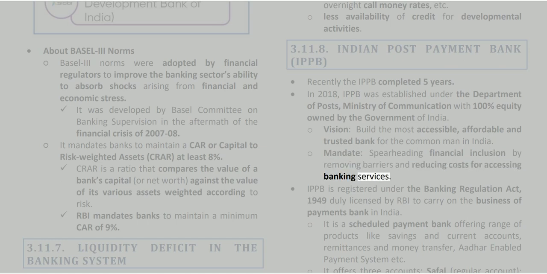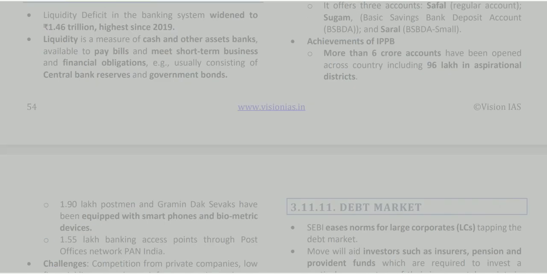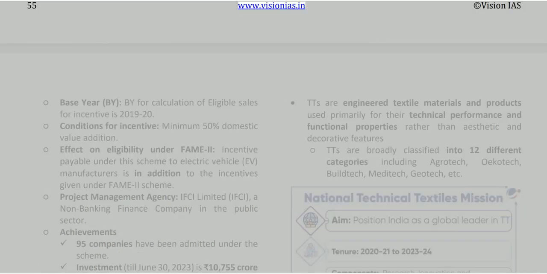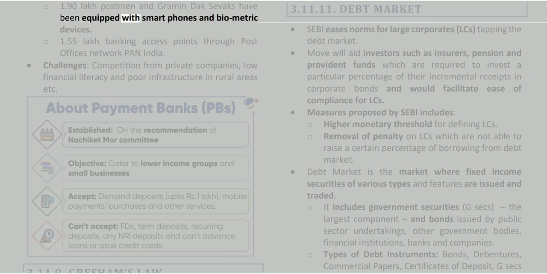IPPB is registered under the Banking Regulation Act, 1949, duly licensed by RBI to carry on the business of a payments bank in India. It is a scheduled payments bank offering a range of products like savings and current accounts, remittances and money transfer, Aadhaar-enabled payment system, etc. It offers 3 accounts: Safal, regular account; Sugam, basic savings bank deposit account, BSBDA; and Saral, BSBDA small. Achievements of IPPB: more than 6 crore accounts have been opened across the country, including 96 lakh in aspirational districts. 1.90 lakh postmen and Gramin Dak Sevaks have been equipped with smartphones and biometric devices. 1.55 lakh banking access points through the post office network pan-India. Challenges: competition from private companies, low financial literacy and poor infrastructure in rural areas, etc.